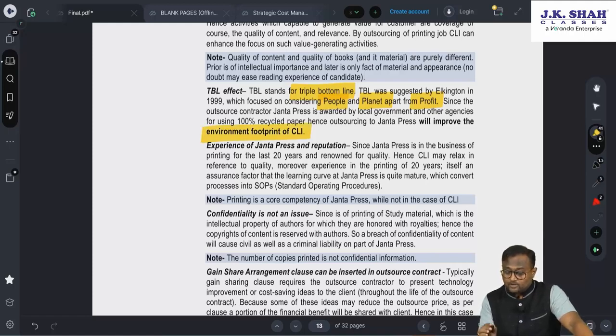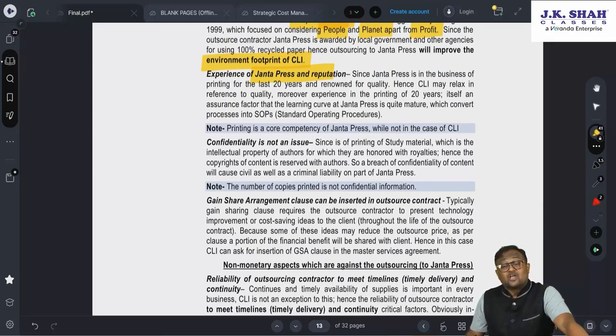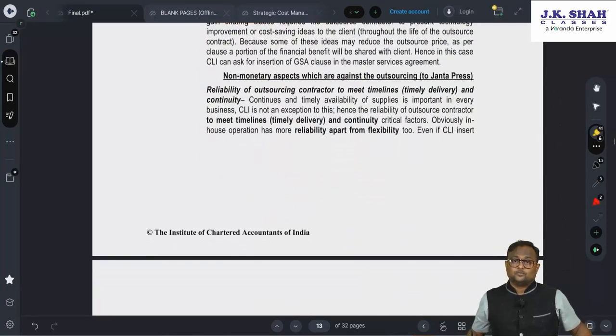It will improve the environmental footprint of CLI. Then experience of Janta, the reputation of the company executing the job for us, reputation of the vendor is fantastic, so we can definitely expect some good quality. Confidentiality is not the issue, and then gain sharing. If the cost reduces, we can pass on the benefit to the concerned person.